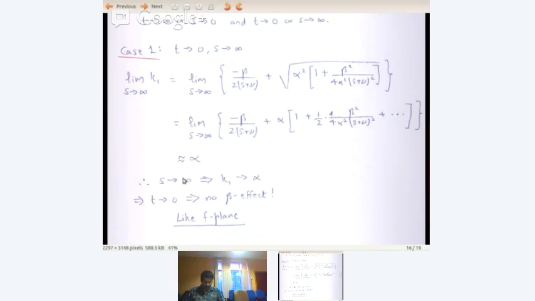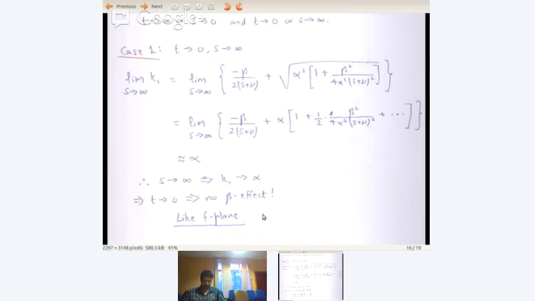So as s goes to infinity or t goes to 0, k1 just goes to alpha, which basically implies that as t tends to 0, you have no beta effect, which makes sense, because the beta effect is basically triggering a Rossby wave. And the Rossby wave has a much slower adjustment time scale because it is slow. Its speed is beta c squared by f squared, which is much less than c. And basically what it means is that when you switch on the wind, the initial adjustment is as if you were on an f-plane.